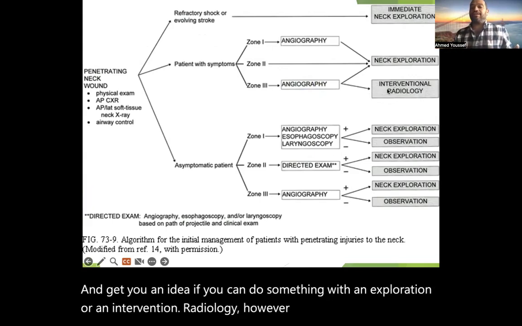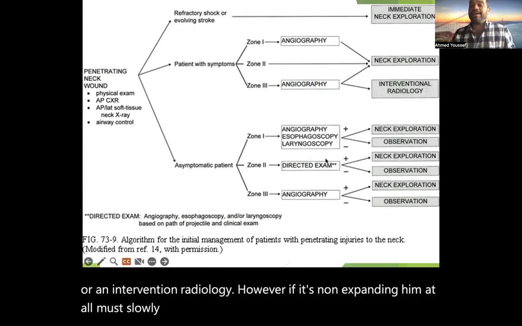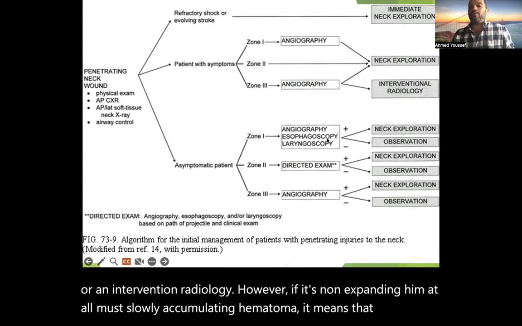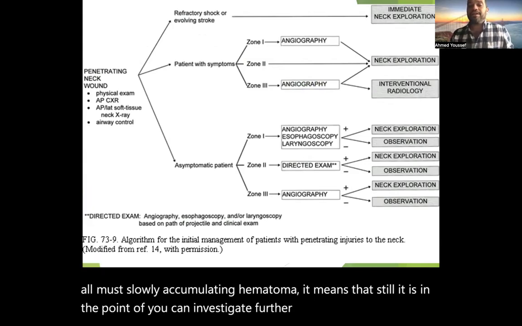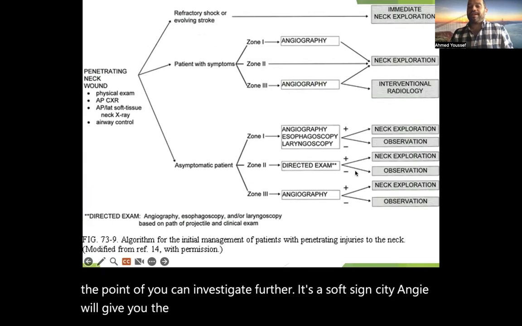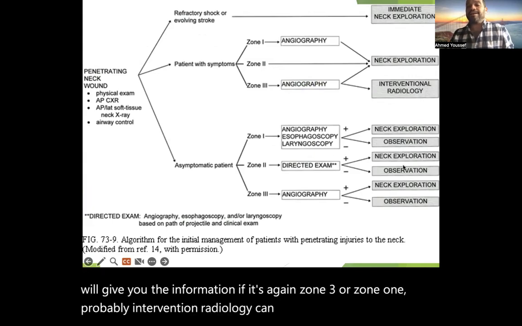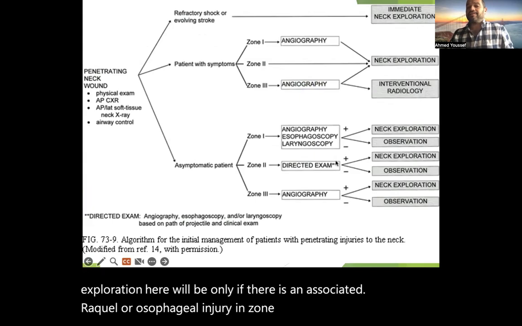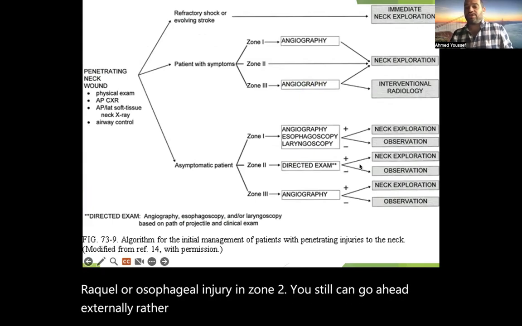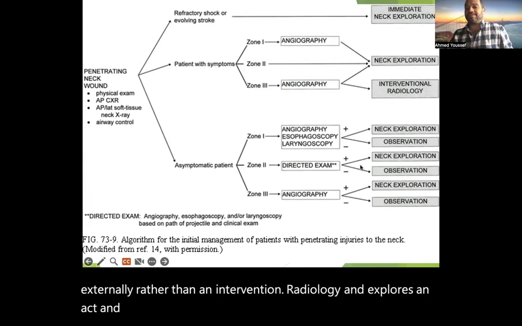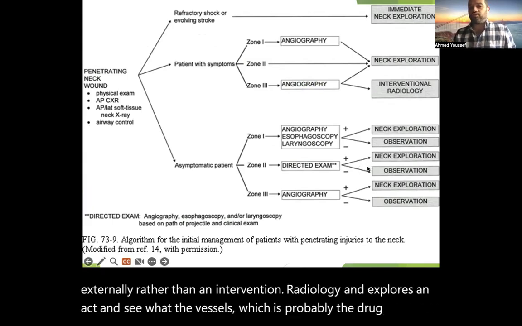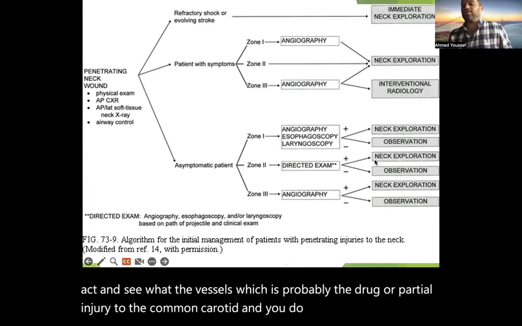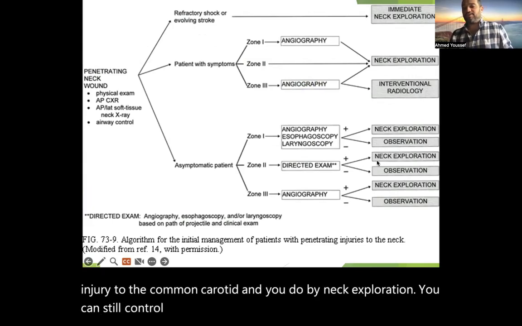However, if it's a non-expanding, slowly accumulating hematoma, it means you can still investigate further. It's a soft sign. CT angio will give you the information. If it's again zone 3 or zone 1, probably interventional radiology can be okay with that. And exploration here will be only if there is an associated tracheal or esophageal injury. In zone 2, you can still go ahead externally rather than interventional radiology and explore the neck and see the vessels, which is probably the jugular or a partial injury to the common carotid, and with neck exploration you can still control it with the help of the vascular team.